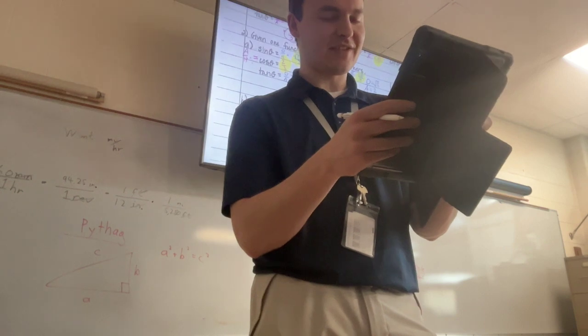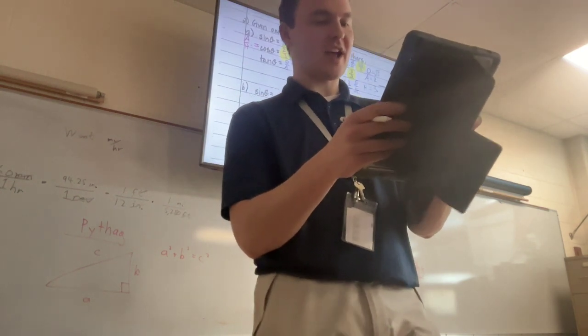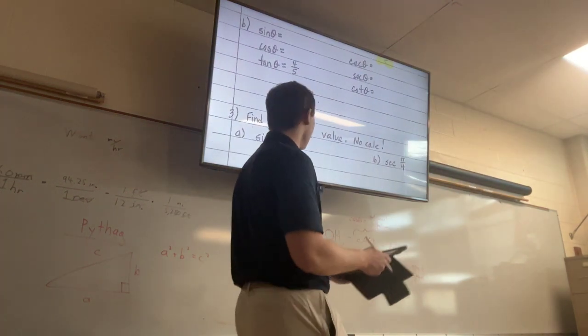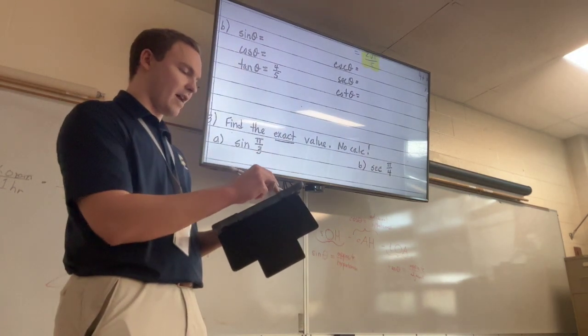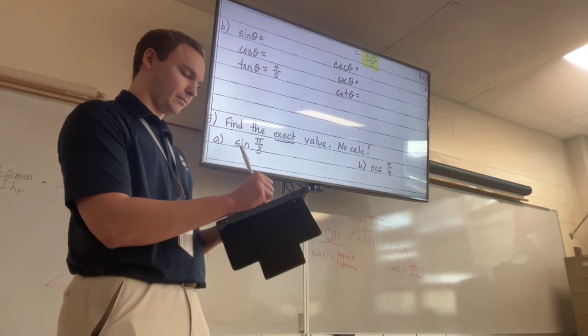All right, B. Given one function, find the others. Okay, this is tangent then. Tangent is 4/5. What's cotangent? Let's just fill that in real quick. 5/4. Just flip it around, yep.